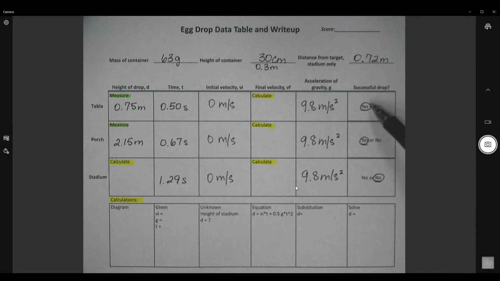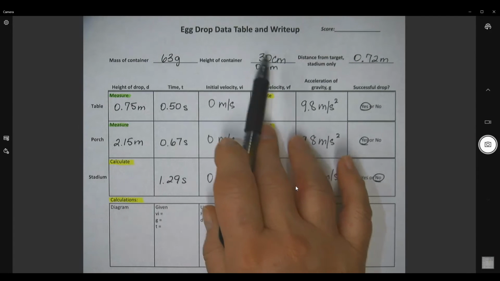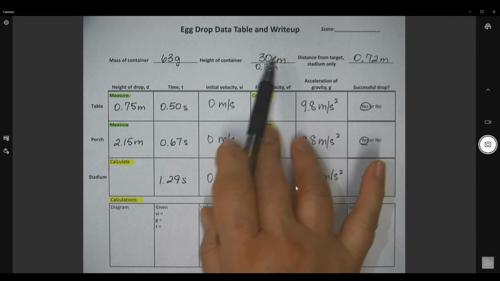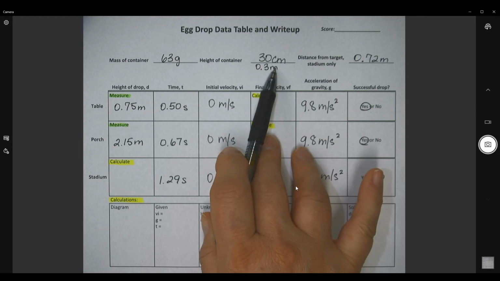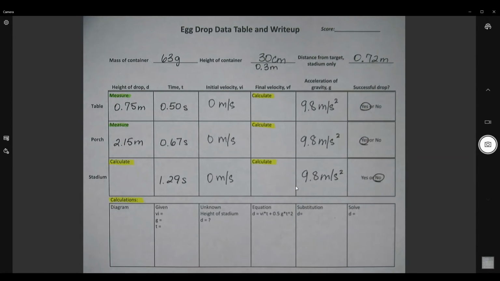And then I'm going to record, is it a successful drop or not? If my egg cracked or broke, that would be a no. But if it went through the drop and was fine, then I choose yes. Okay, I've also taken the mass of my container. I've taken the longest dimension, which was 30 centimeters. I converted that here to meters, and then my distance from the target for the stadium. Your numbers are going to be slightly different, but this will give you an example of how to calculate things.